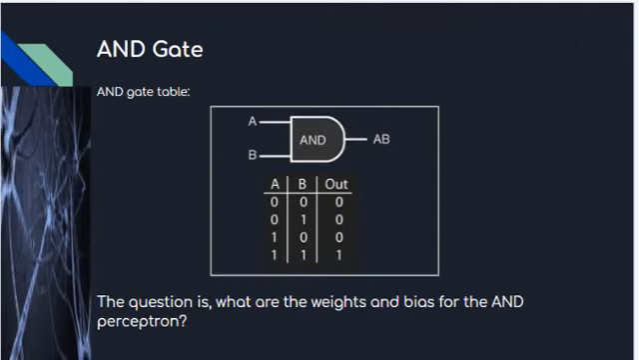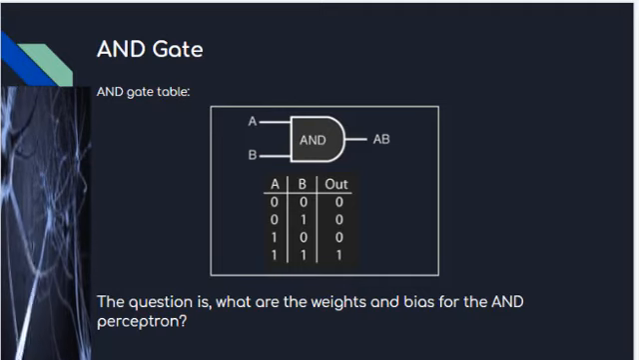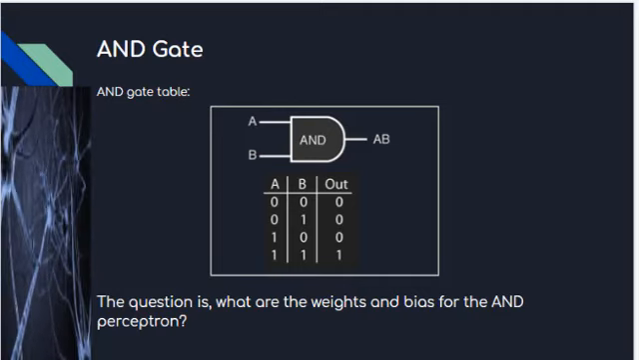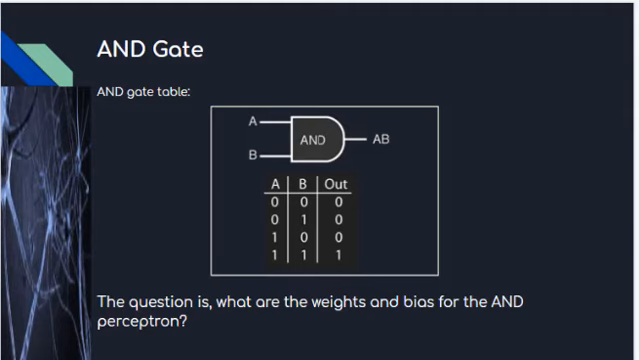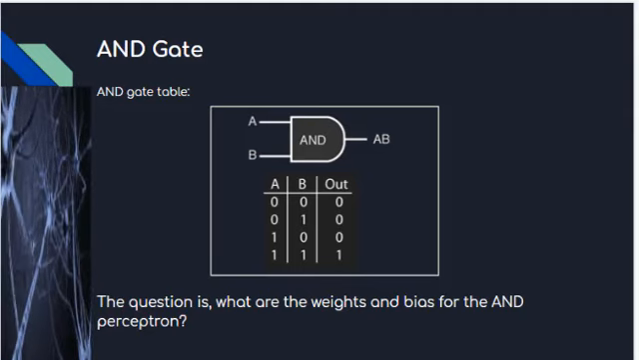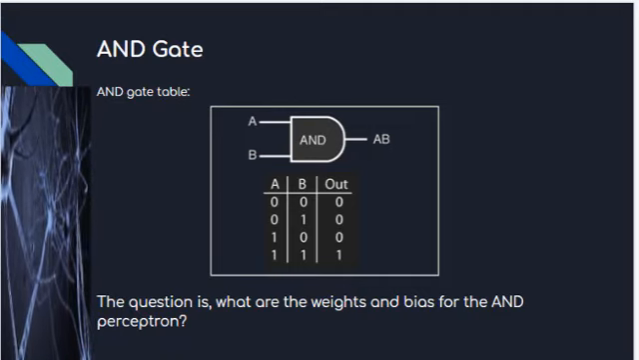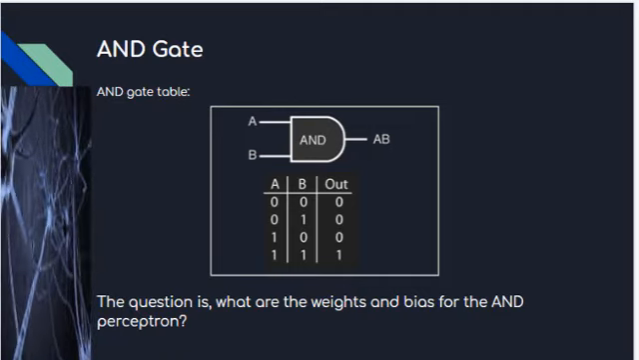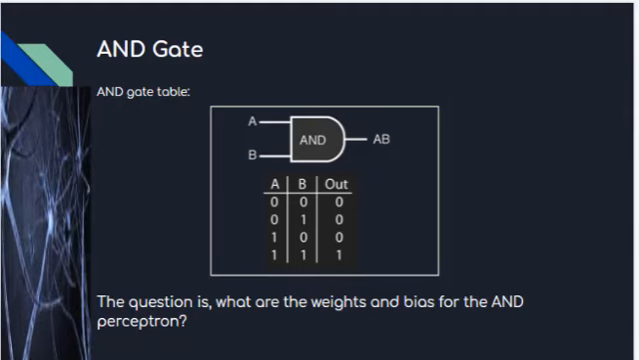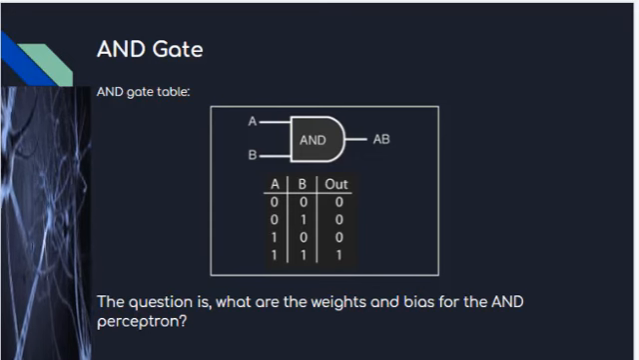From our knowledge of logic gates, we know that an AND logic table is given by the diagram below. The question is, what are the weights and bias for the AND perceptron? First, we need to understand that the output of an AND gate is 1 only if both inputs are 1. So, following the steps listed previously, let us see them one by one.